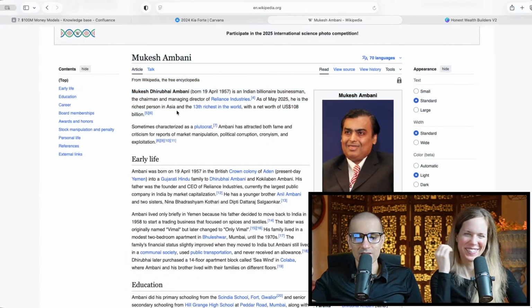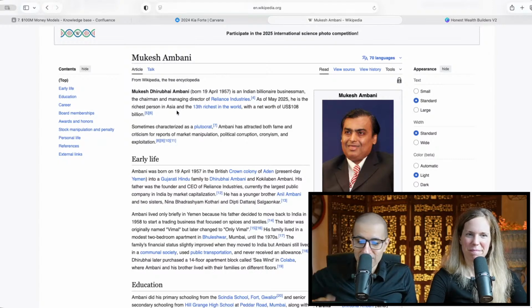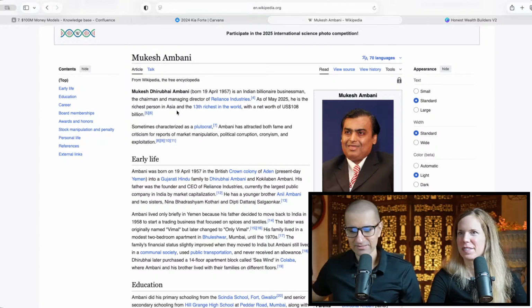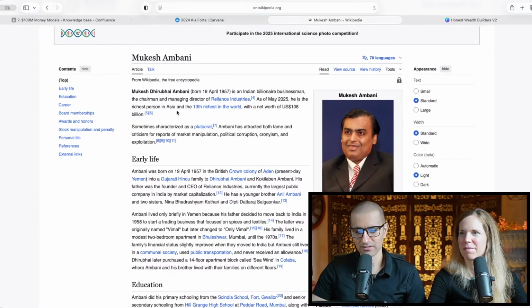Mukesh Ambani really expanded the company into a whole range of other sectors. Under Mukesh, Reliance moved into petrochemicals, refining, retail, and then later into telecommunications with Jio, which is this huge mobile network in India. And that really transformed the company into a multi-billion dollar empire. So basically, he took what his dad built and scaled it up massively, diversifying it into new industries and making Reliance one of the biggest conglomerates in the world. It's a pretty impressive legacy.